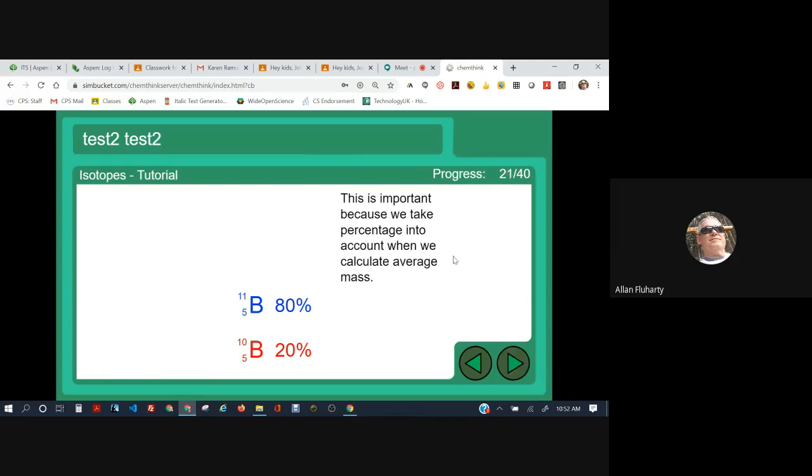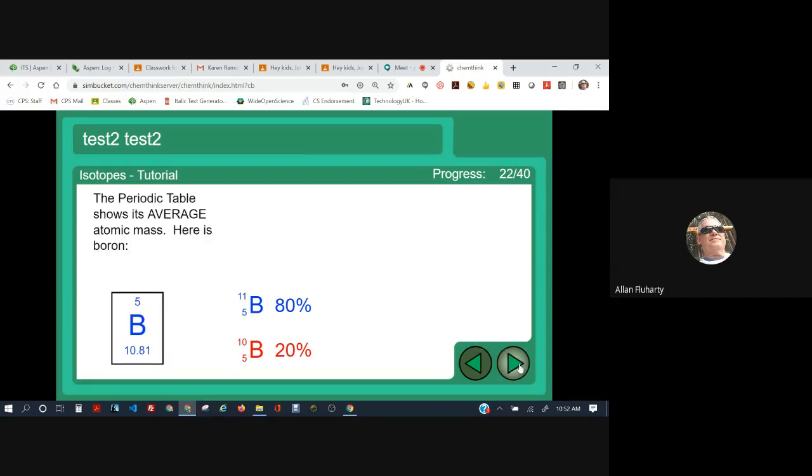This is important because we take percentage into account when we calculate the average mass. So what would be the average mass? If 80% of a room full of people weighed 11 and 20% weighed 10, how do you take the average mass? That's what we're going to talk about. The periodic table shows its average atomic mass. Here is boron. It isn't exactly 11 or exactly 10. It's actually 10.81. Somewhere between 11 and 10. How did we find that?